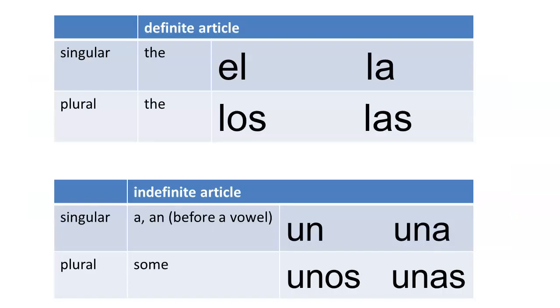Hello everyone, so here's the grammar that underlies this lesson. In English and in Spanish we have what's called the definite and the indefinite article. Well, what are articles? Articles are the words that we place before nouns.